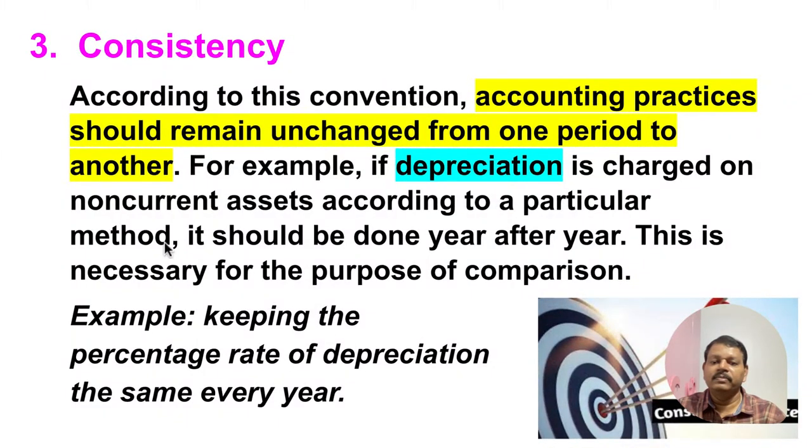Consistency principle. According to this convention, accounting practice should remain unchanged from one period to another. For example, if depreciation is charged on non-current assets according to a particular method, it should be done year after year. This is necessary for the purpose of comparison. For example, keeping the percentage rate of depreciation the same every year.